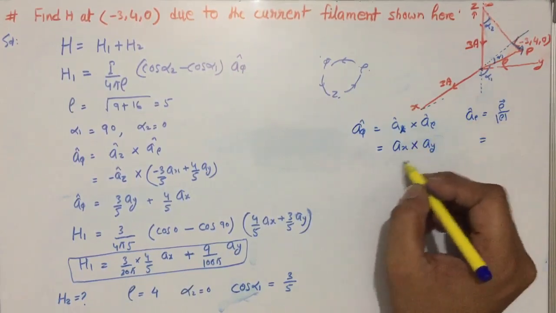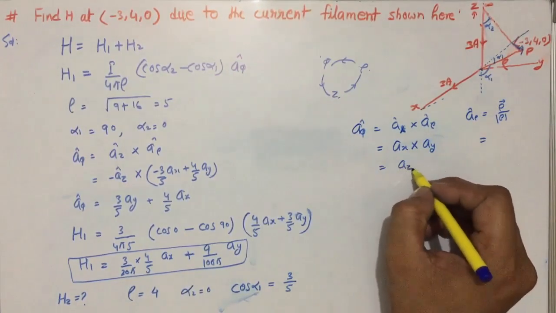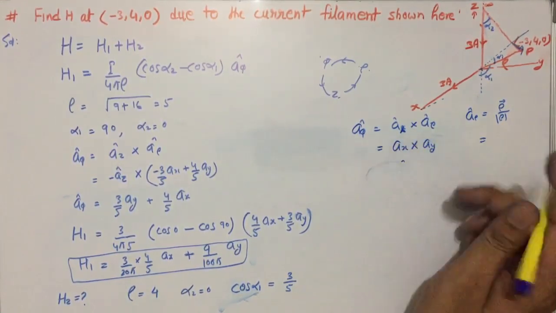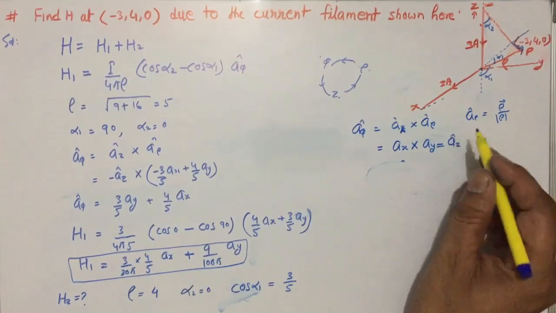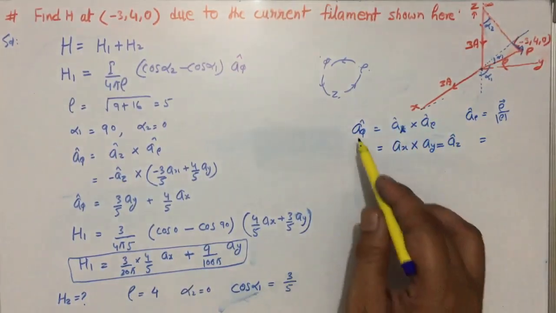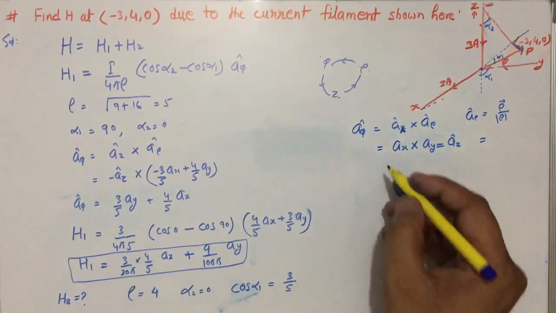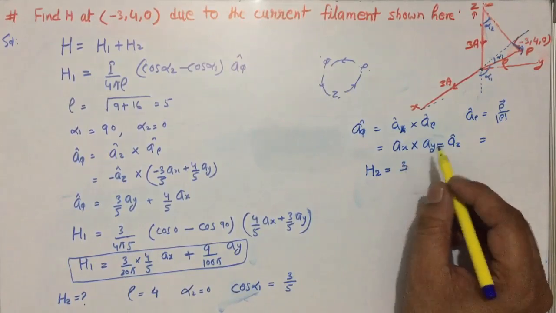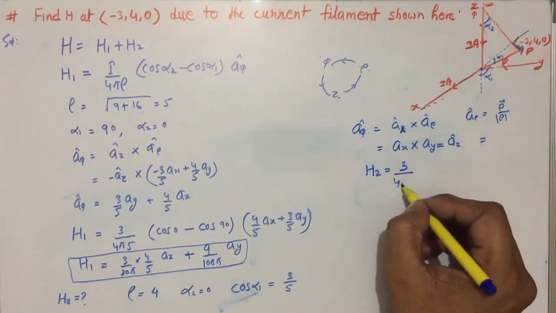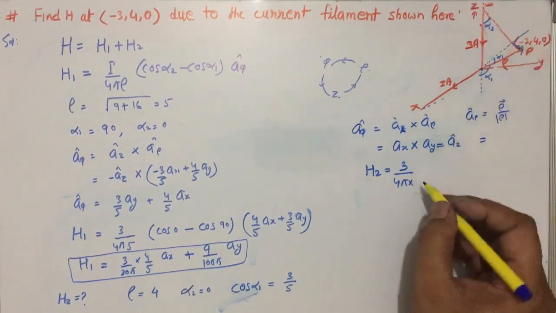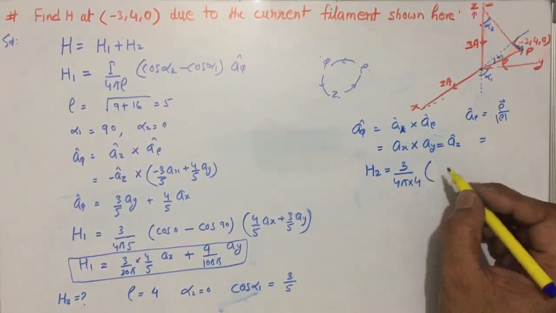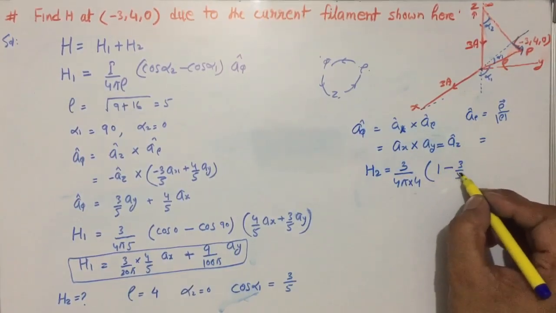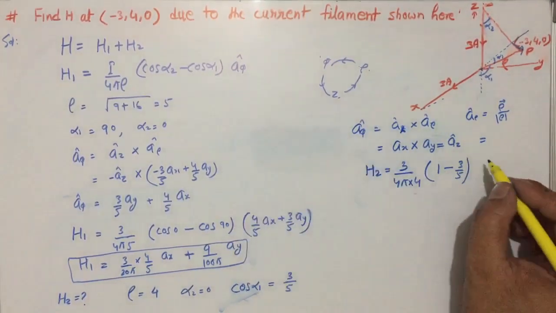So ax cross ay will give us the az direction. We are very well familiar with that. So we have az, and we have alpha 1, alpha 2, rho. So we will find H2 from here. That will give us 3, current is same, 3 by 4 pi, rho is how much here? 4, and cos alpha 2 will be 1 minus cos alpha 1 will be 3 by 5, and a phi will be az.